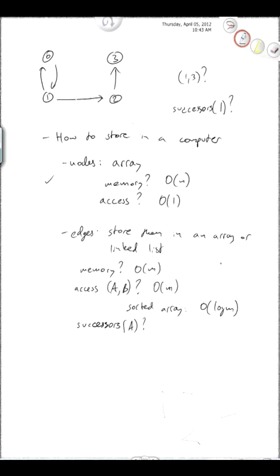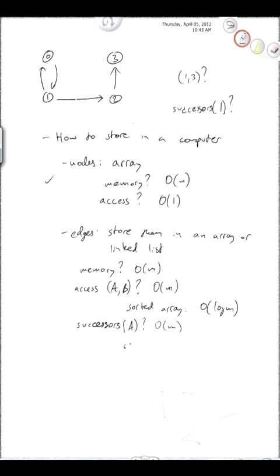Well, in general, I'd have to search through my whole list of edges again. Basically, every time I see an edge that starts at A and ends in some other node, I can add that other node to my list of successors, and then I can answer the question that way.